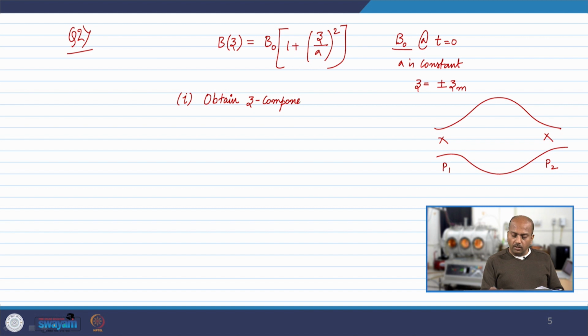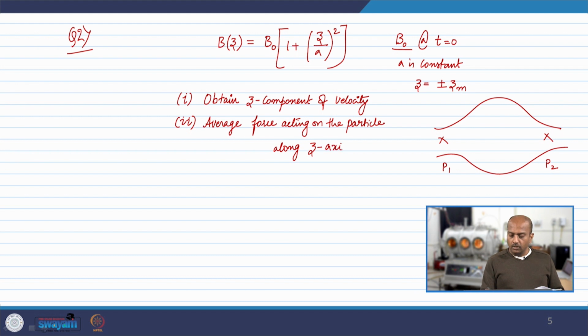the z component of velocity. Then we have to obtain an expression for the average force acting on the particle along the z axis.